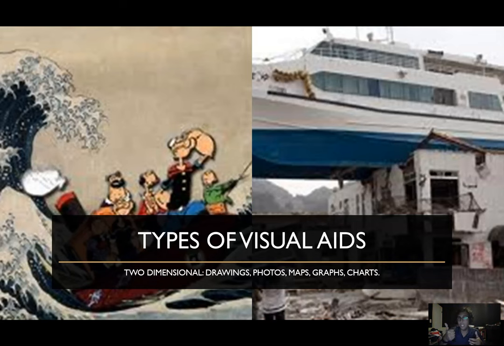There's two-dimensional visual aids. These include drawings, photos, maps, graphs, and charts. On the left, we have a drawing. On the right, we have a photo. The big challenge with both of these is that they are a bit pixelated. That is one of the big challenges, or one small challenge associated with choosing the right images.